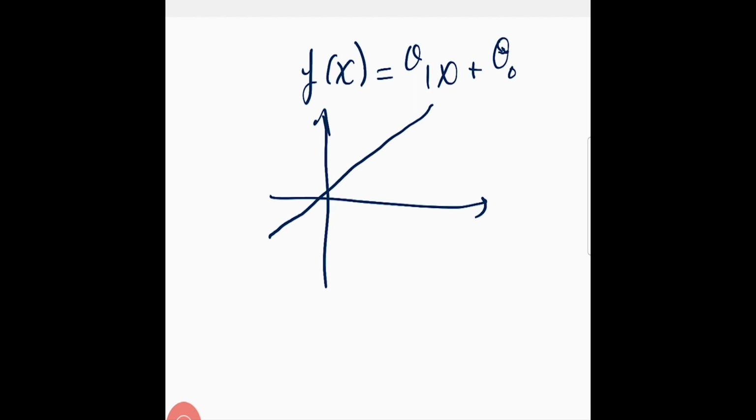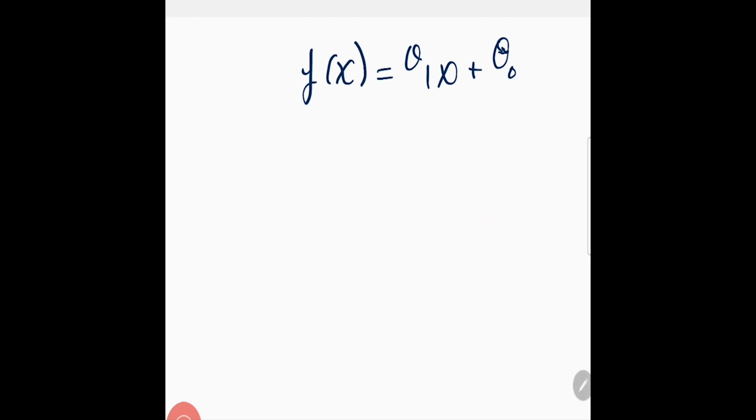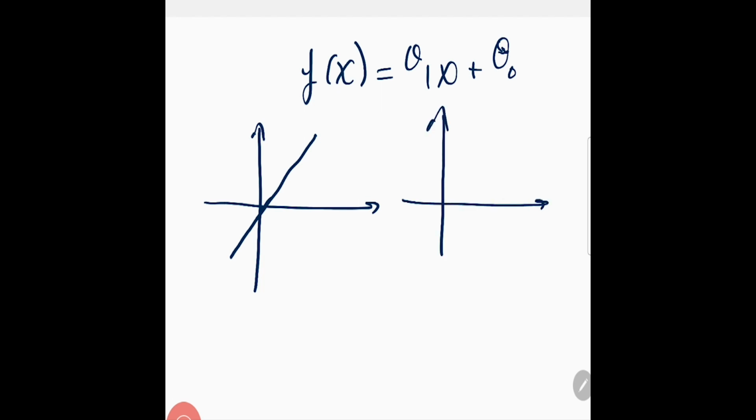So there are many ways to draw this function based on the values of theta 0 and theta 1. For example, we might have something like this. We might have theta 0 equal to 0 and theta 1 equal to 1, so the function f of x is equal to x, and we get something like that. Or we might get f of x equal to theta 0, which means f of x is equal to a constant, and it would look something like that, with this being theta 0. So by manipulating these two parameters, we get different shapes.